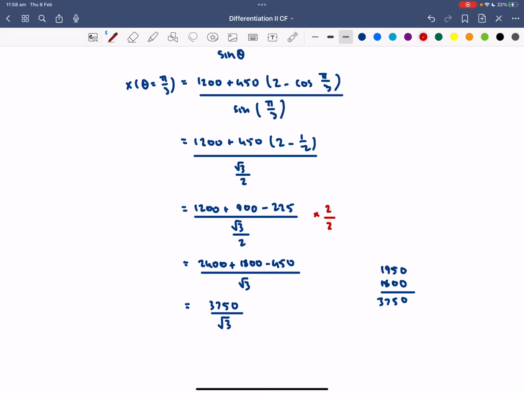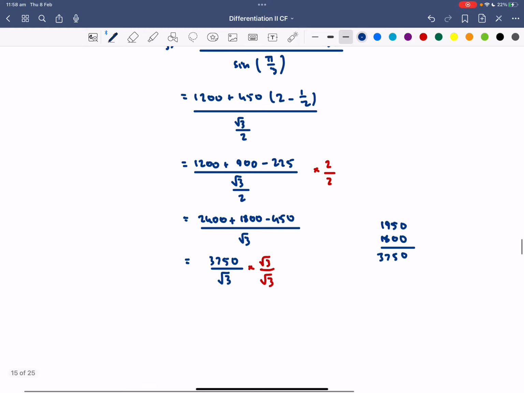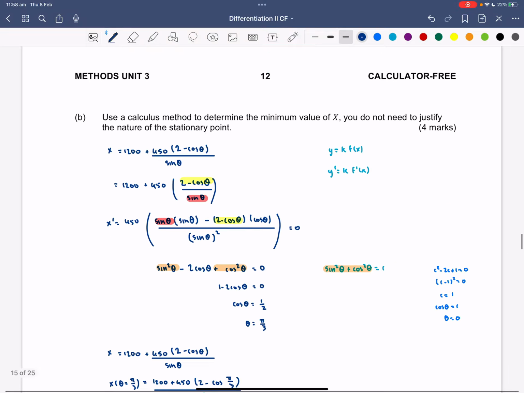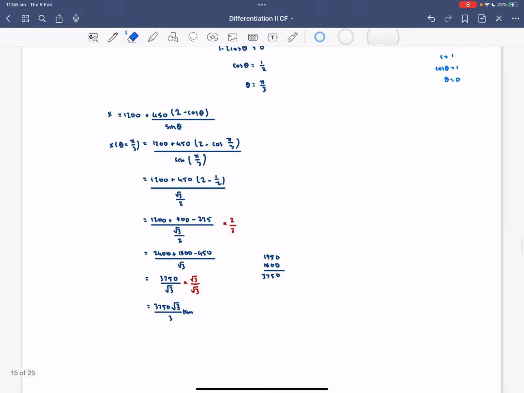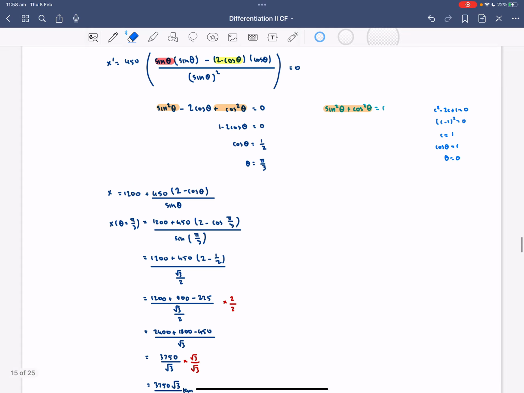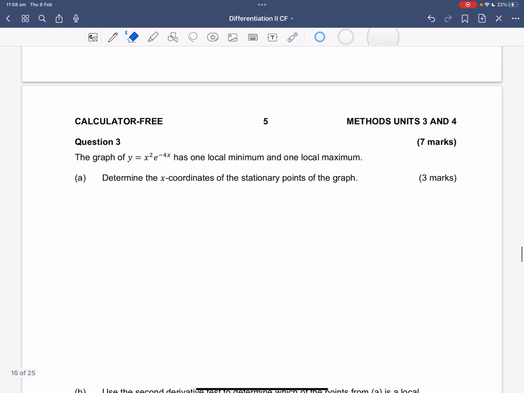And we can times top and bottom by root 3 to rationalize the denominator. And final answer is 3750 root 3 over 3 kilometers. That is the exact value of the minimum distance. It just says determine the minimum value of x. Okay, so pretty full on. A few spots that you could make silly mistakes, and the mental math was a little bit challenging. But yep, that's how we do that question.